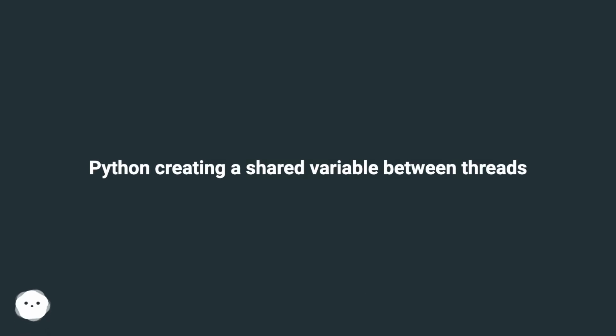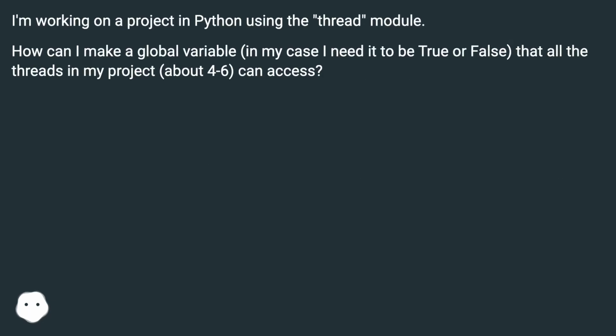Python creating a shared variable between threads. I'm working on a project in Python using the thread module. How can I make a global variable? In my case, I need it to be true or false, that all the threads in my project, about 4 to 6, can access.